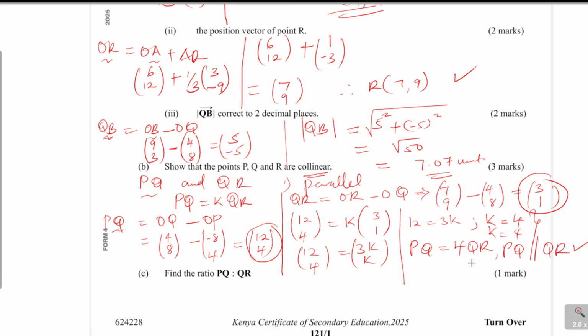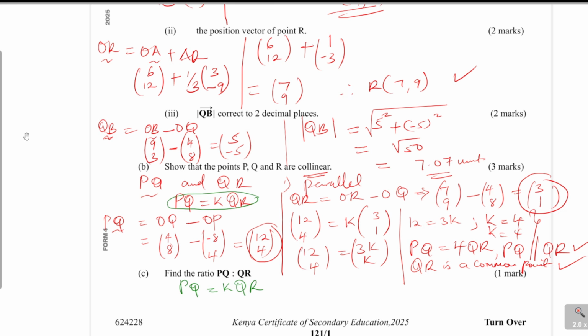You have proved. Then the other proof, when you look at these two vectors, PQ and QR, and say that Q is a common point on both vectors. You prove that. You got the last part: find the ratio PQ:QR. So what is going to help us here is the scalar that we already obtained. We had said PQ is equal to kQR.